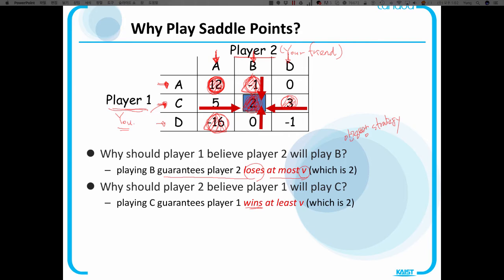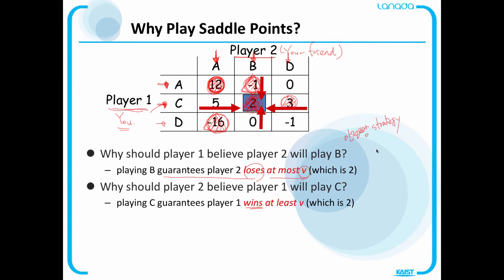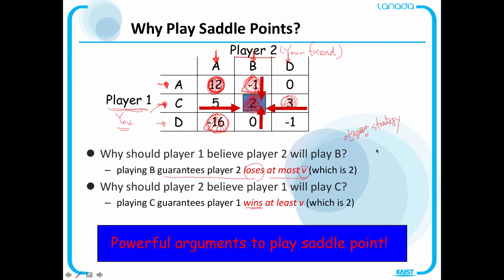So player 2 believes that player 1 will compute the smallest payoff they can get for each choice. And then player 2 believes that player 1 will choose the strategy that guarantees winning at least some value, which is 2 in this case. And that's what they believe. This is the powerful argument for why the saddle point will be played when we run a game.